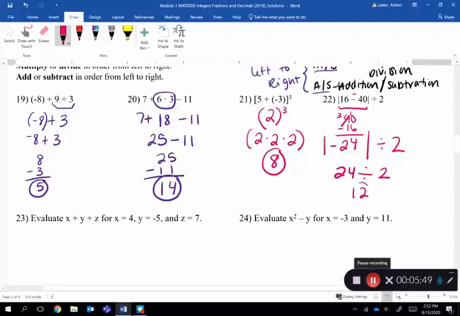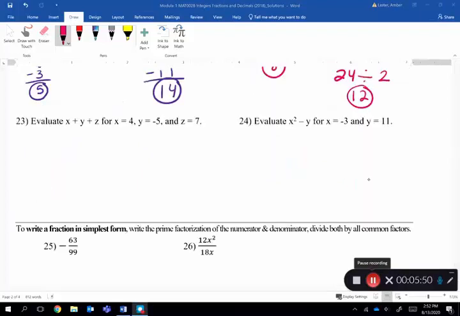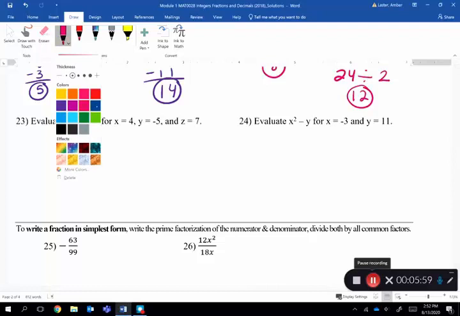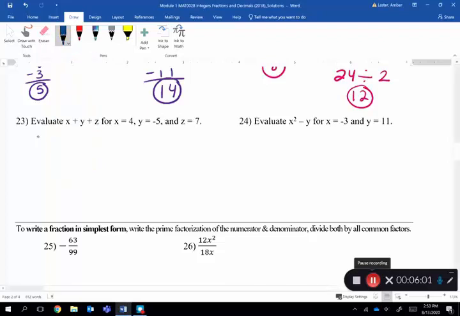So now we have: evaluate x plus y plus z for x equals 4, y equals negative 5, and z equals 7. So they're giving us a problem, x plus y plus z, and then they're giving us values for each of those. So we're going to just take x and replace it with the number that they gave us. So x equals 4, we're going to have 4 plus y equals negative 5. I'm going to go ahead and put it in parentheses. You should get in that habit.